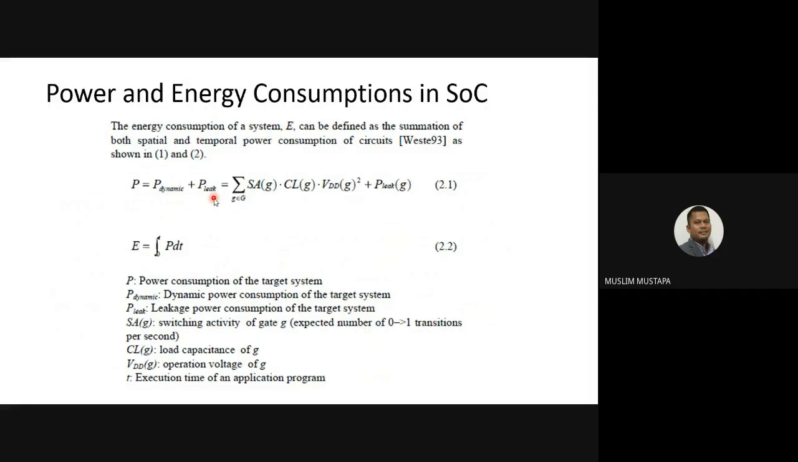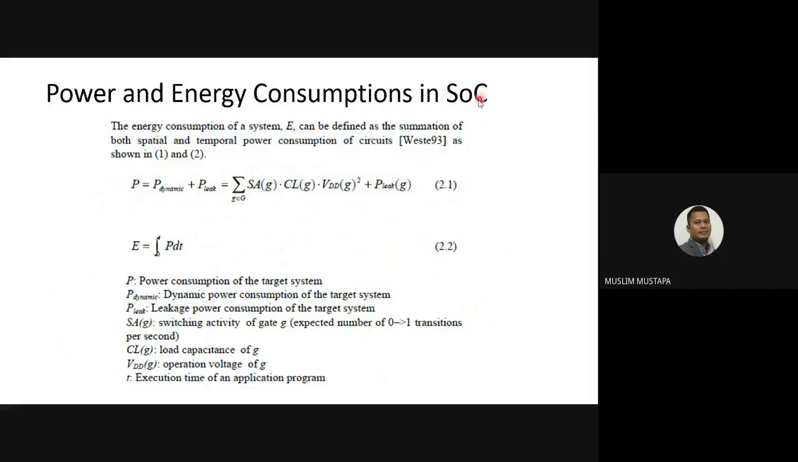Right, so these two things, right? P dynamic is the power that we are really utilizing, and then the P leak is the leakage that we are not able to control. All right, and then when we expand this formula, we can see there are a lot of components that contribute to the total power being consumed in an SoC.